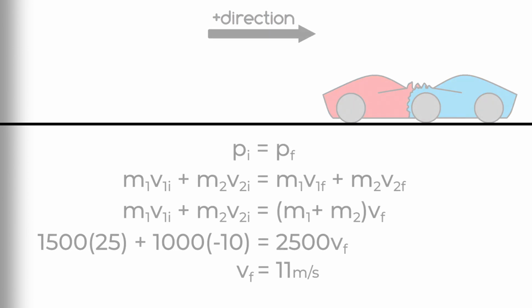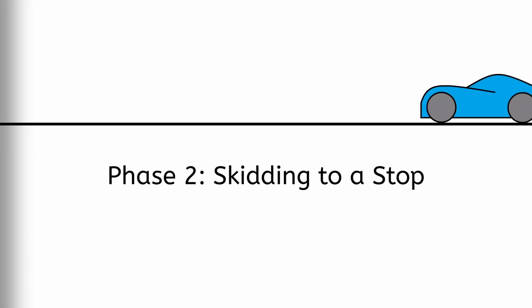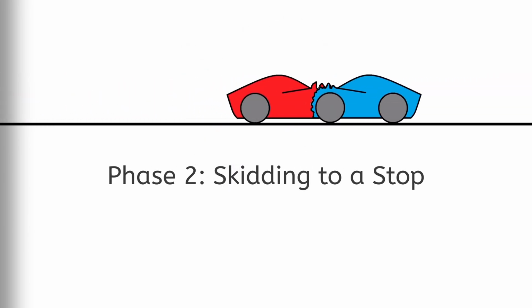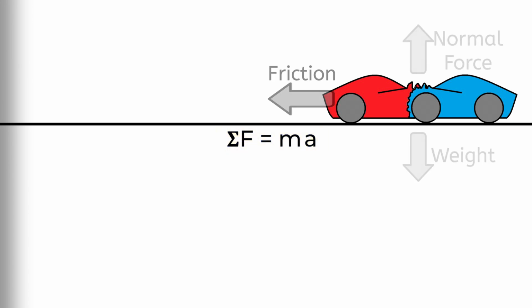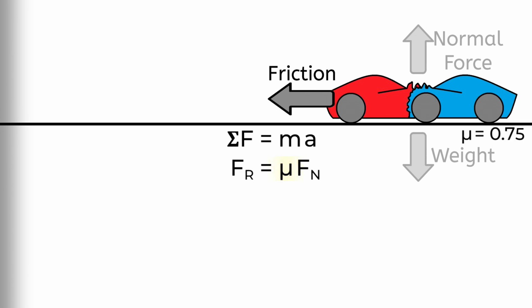So now that we know the final velocity of the two cars immediately after the collision, we can approach the second phase of this problem, and that is looking at how far the two cars skid. Now to do that, we're going to turn first to Newton's second law in order to calculate the acceleration of the two skidding cars. So applying Newton's second law, or F equals ma, to this situation, the only force that's acting horizontally on these two cars is the friction force. Friction being given by mu, the coefficient of friction, multiplied by Fn, or the normal force between the cars and the road. Now, since the friction force is the only force that's acting horizontally on the cars, we're going to set that friction force equal to ma.